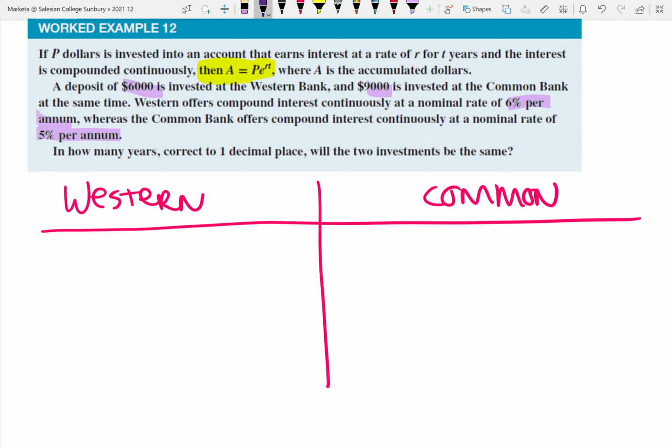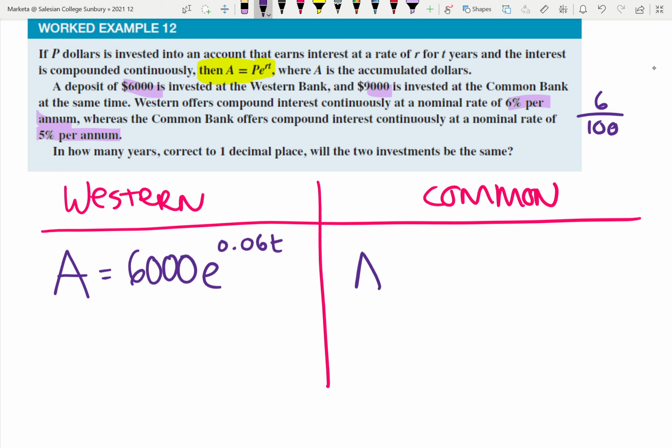So let's write our equations. The amount in the Western Bank is going to be the amount that you invest, that's your P value, your principal, what you start with, times e to the power of R, which is the rate. So what's going to be the rate for Western? Western at 6%. Remember it's 6 divided by 100, so it's 0.06 t. So that's going to be our equation to represent the amount that's going to be in the account when you invest $6,000 in Western Bank.